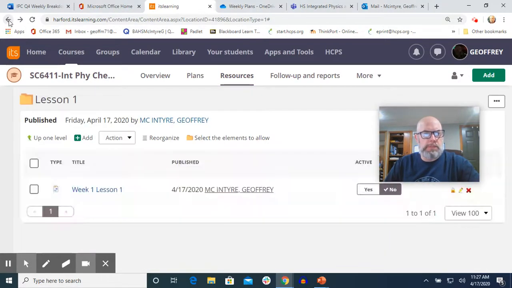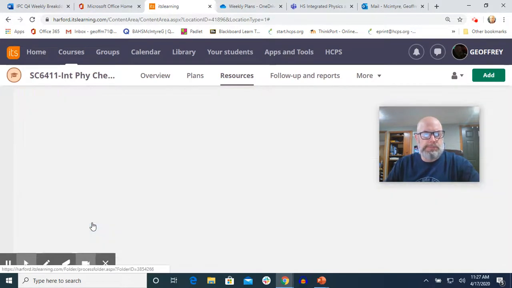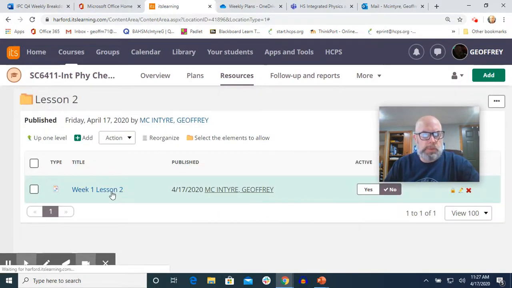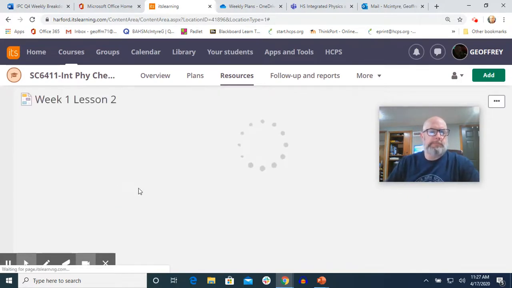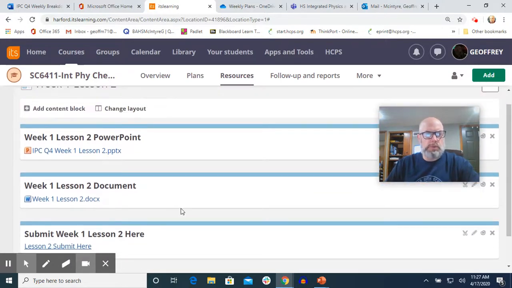And then it'll be the exact same thing for lesson 2, week 1, lesson 2, slideshow, document, submit. So it'll likely be the same every week. Just keep moving forward like that. So as far as what they look like, let's just take a look here.